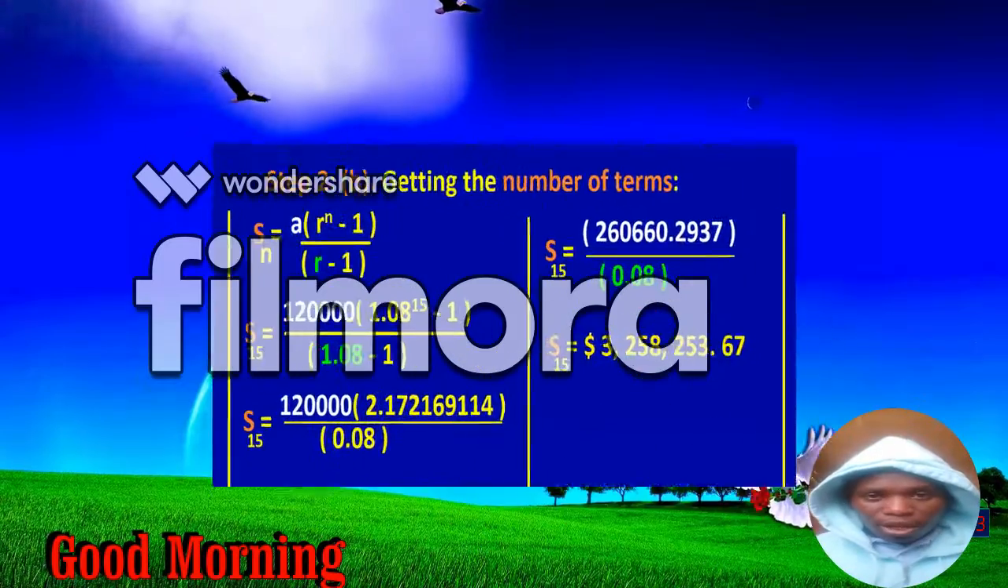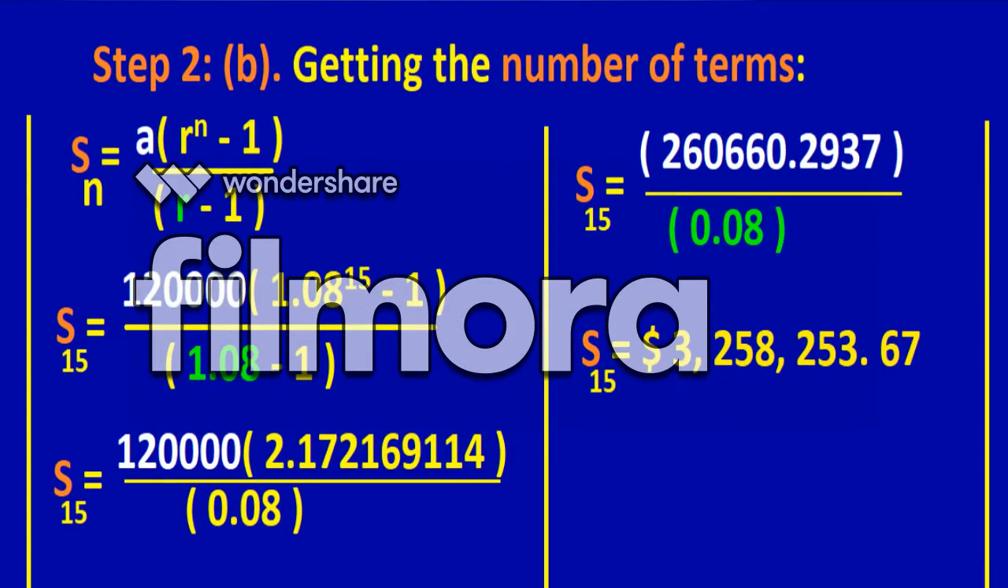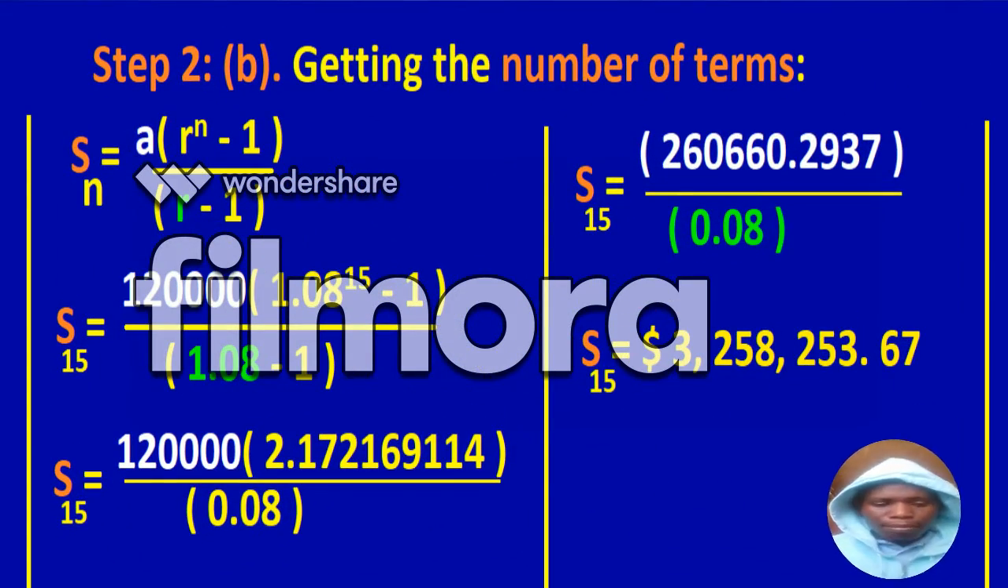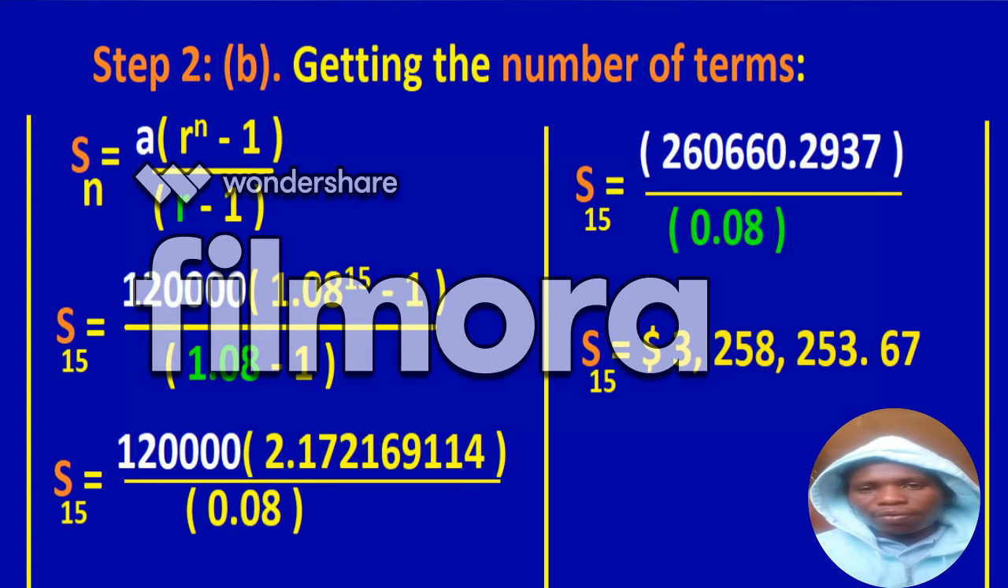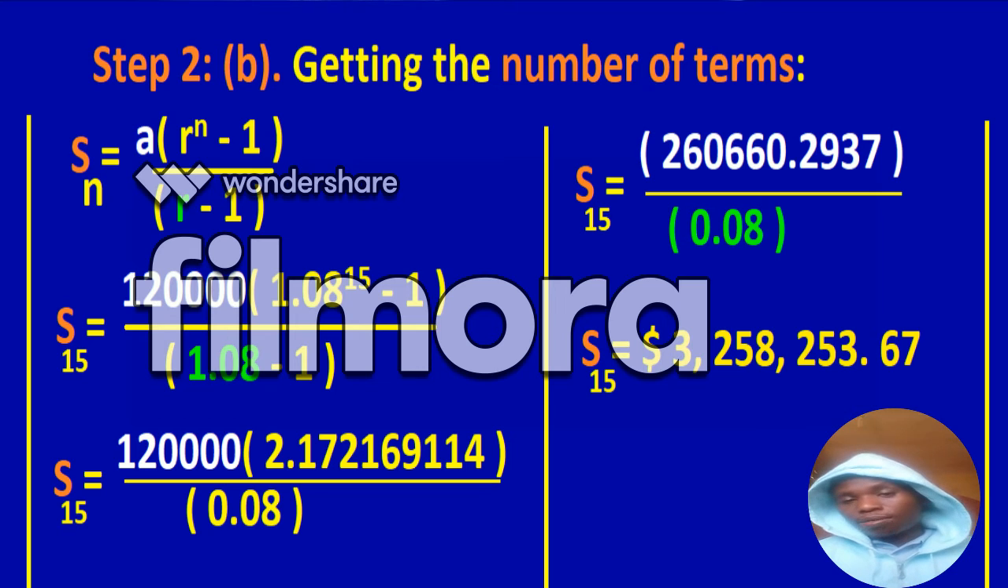Let's proceed to the next question. How much will be the total sum earned after the 15 years? This one now requires us to get the sum of the 15 terms, and the formula for getting the sum of a GP is given as S subscript n equals A in bracket R raised to power n minus 1 over R minus 1.